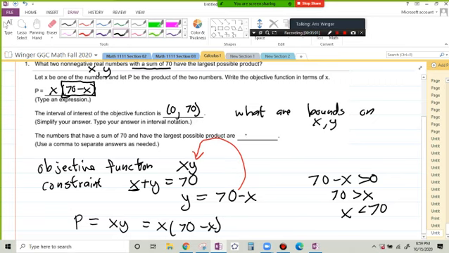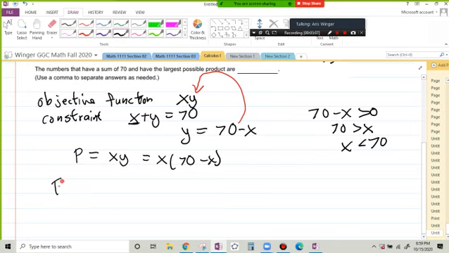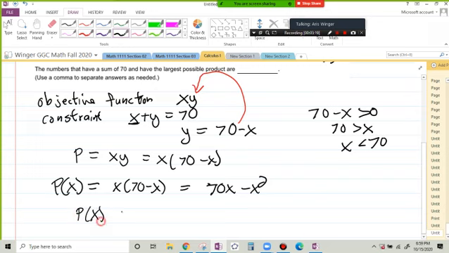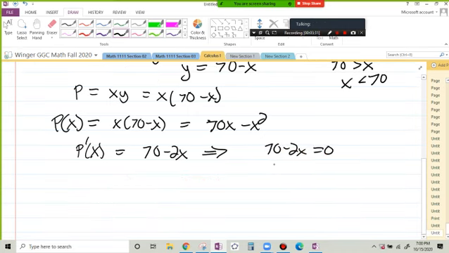The third question then says, okay, let's get to some derivatives now. I've got the function p now depending upon only x: x times 70 minus x, and we just distribute. 70x minus x squared. I want to maximize or minimize p. The derivative of p is what we need to find. P prime of x is 70 minus 2x, and lo and behold, 70 minus 2x equal to 0 means that 2x is equal to 70, in which case x is 35.